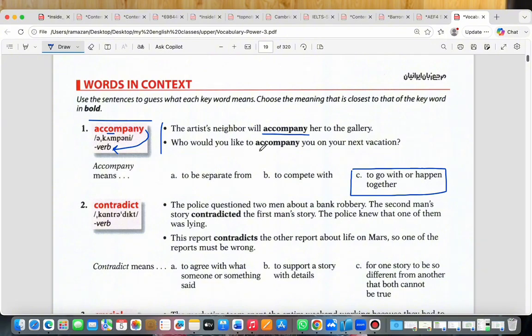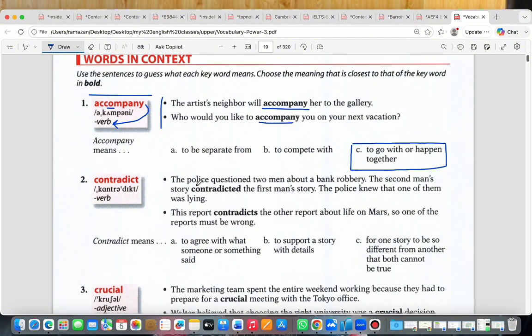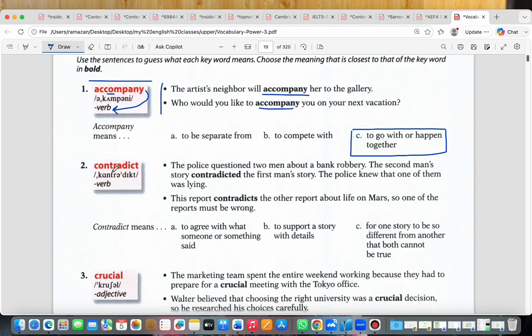And who would you like to accompany you on your next vacation? So you can see that this can be used as a verb, which means who will you go with on your next vacation. So I hope you understood this. Now let's go for the second word.